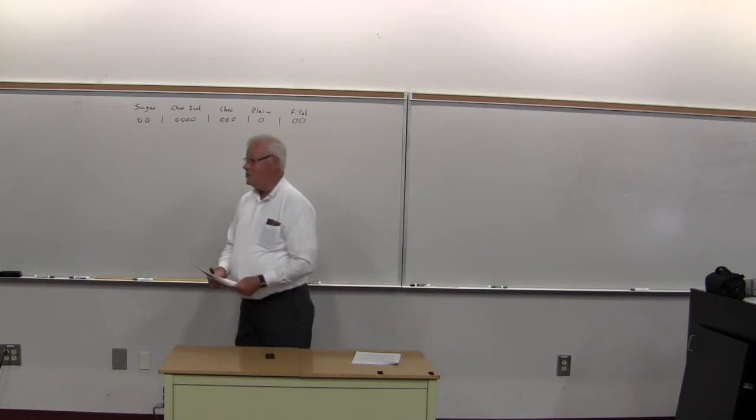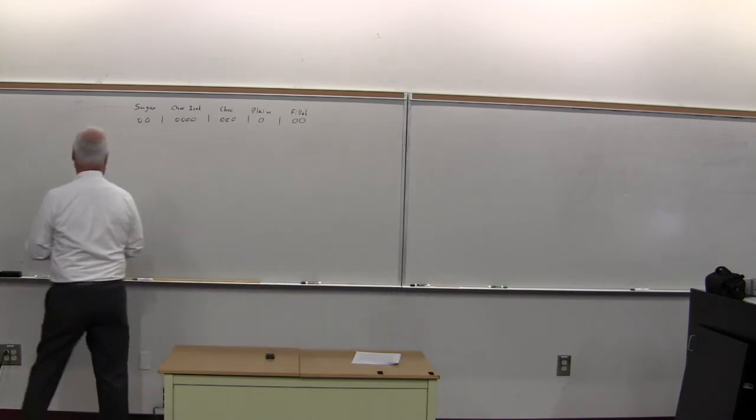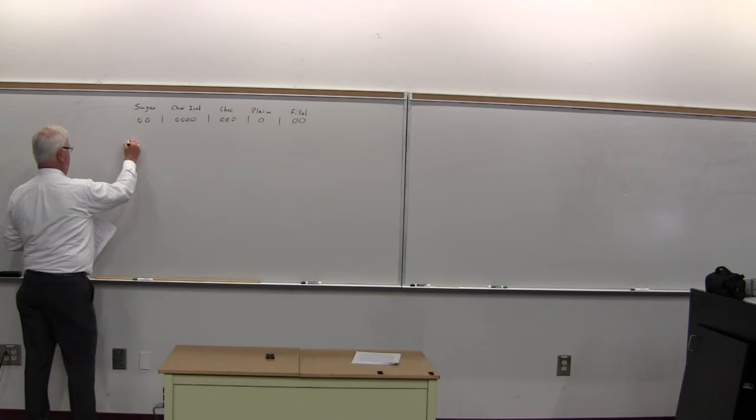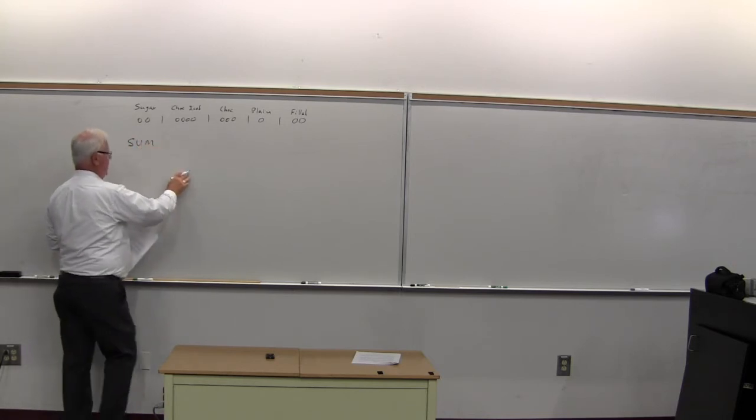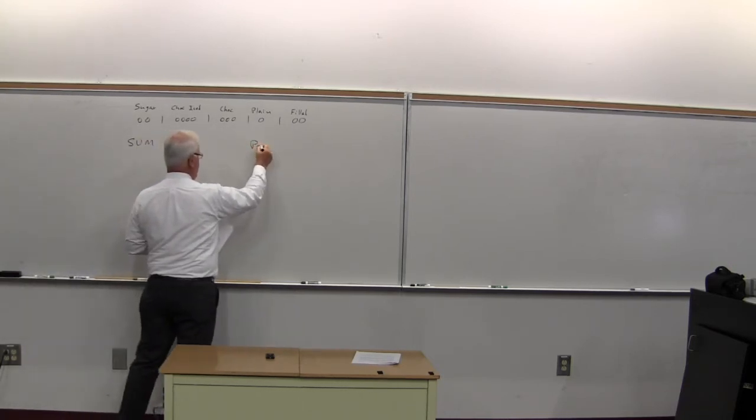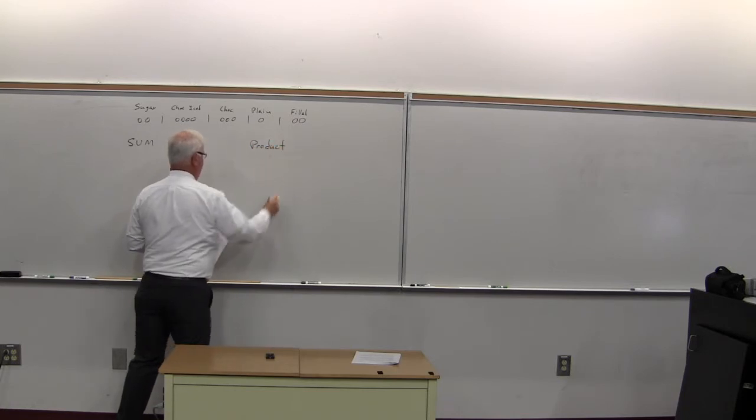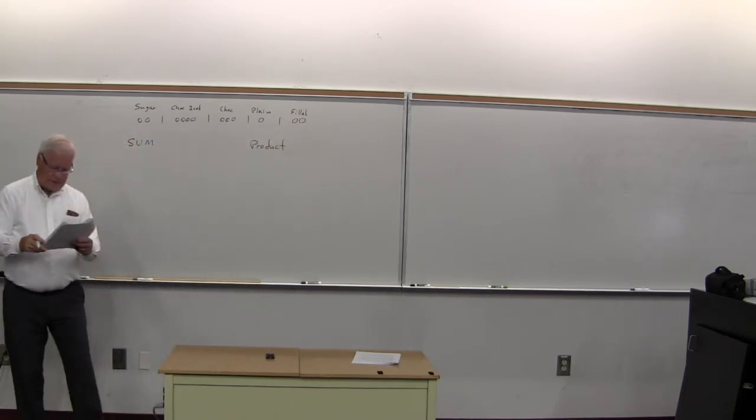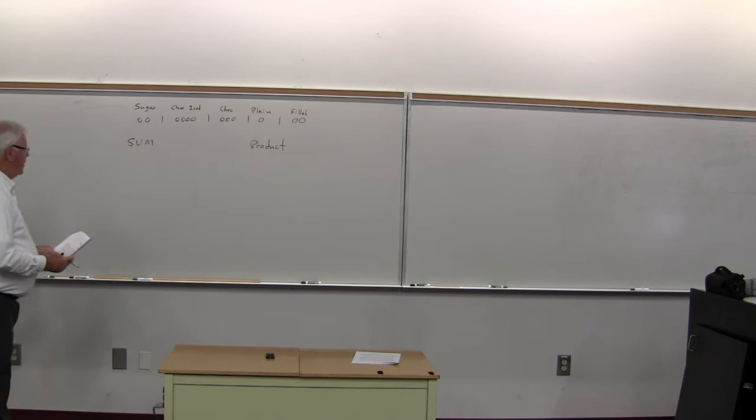All right, so there are two basic rules that we're going to look at. One is called the sum rule, and the other is called the product rule for counting. Okay? So let's look at the sum rule.